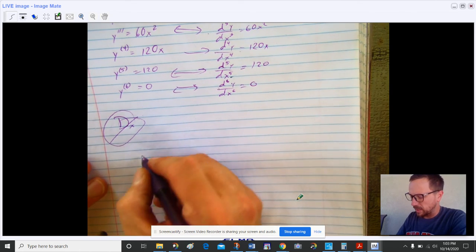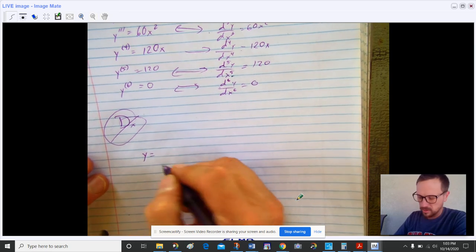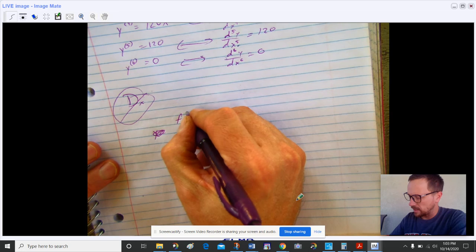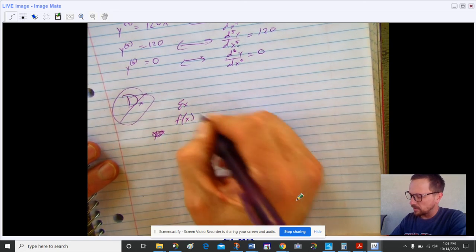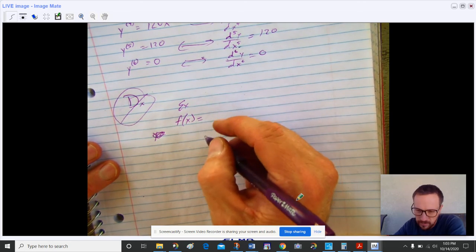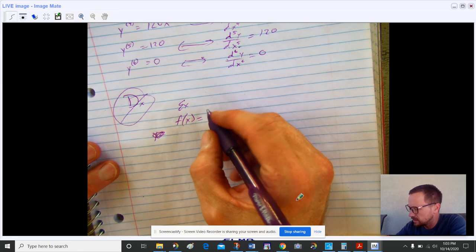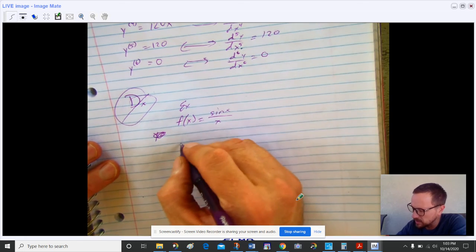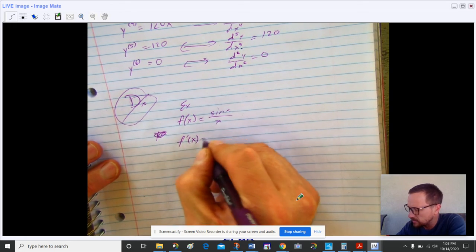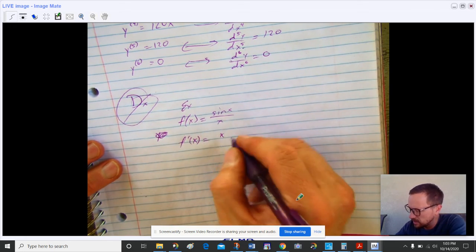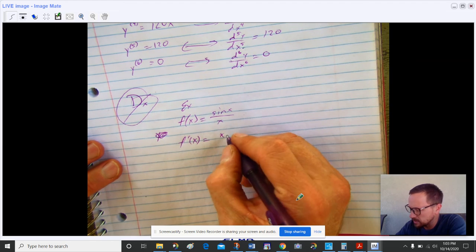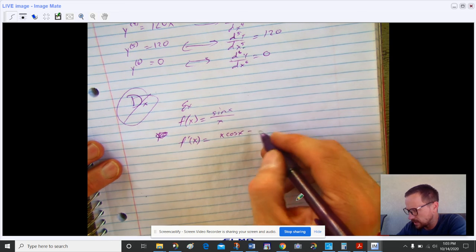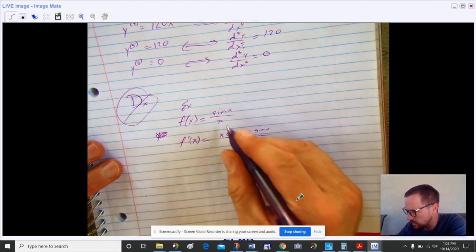So let's say we do y equals, or you know what, let's do f of x because we haven't written that again. So f of x, here's another example. f of x equals sine of x over x. Remember this one? We talked about this in the last one. So f prime of x, in case you forgot, is x, the bottom, times the derivative of the top, x cosine x, minus sine of x times 1, all over x squared.